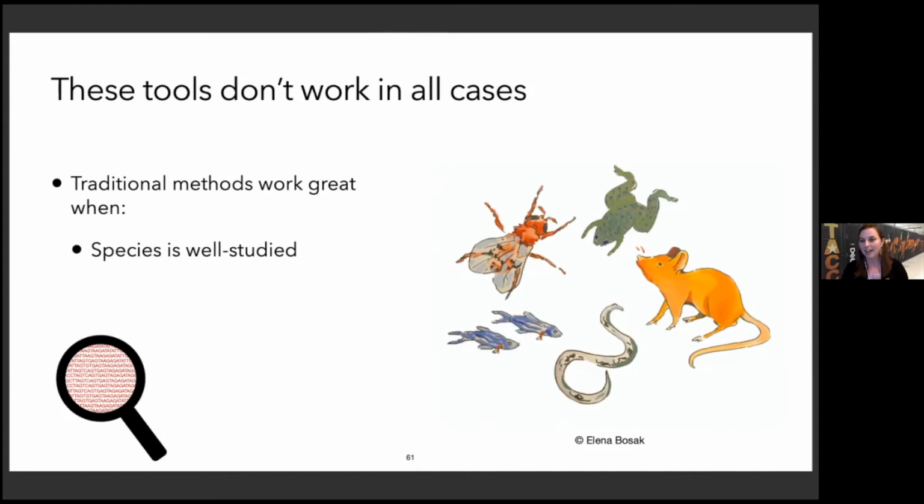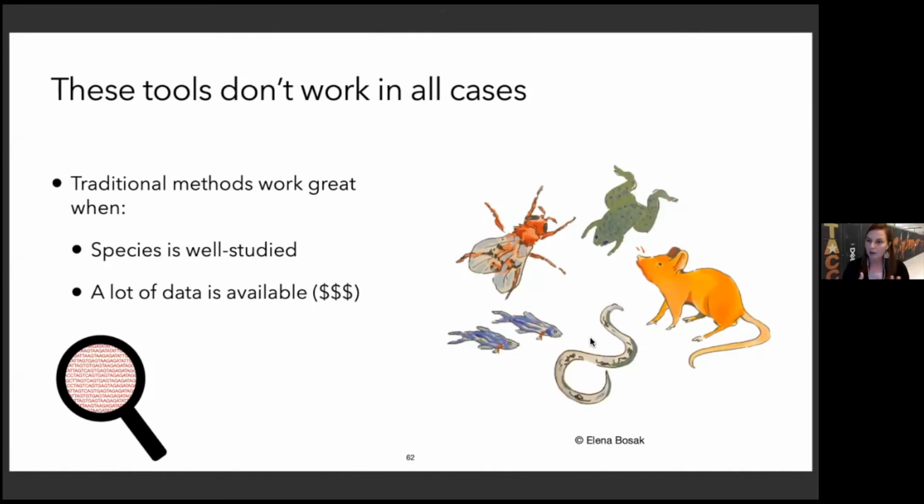So they work in cases where we know a lot of information. For example, these traditional methods work well if you have a model organism. Model organisms are things like mice or Drosophila or C. elegans, these things that we, as a scientific community, have spent a lot of money and resources on understanding really well. That way we can learn things from those systems that we understand well and apply them to other systems. So we understand in these organisms a lot about their biology and how they work.